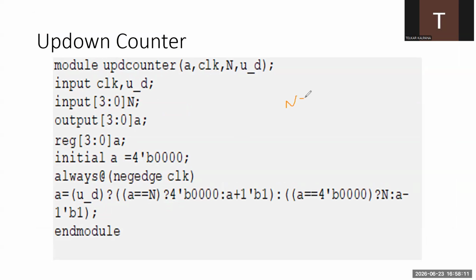In the test bench, the value of N is defined as 4-bit binary 0 followed by 3 ones, which is nothing but the decimal equivalent 7. Now coming to the module, the module name is user defined. A is the output of the counter. A counter is nothing but a group of registers, and a register is nothing but a flip-flop, which is a storage element.